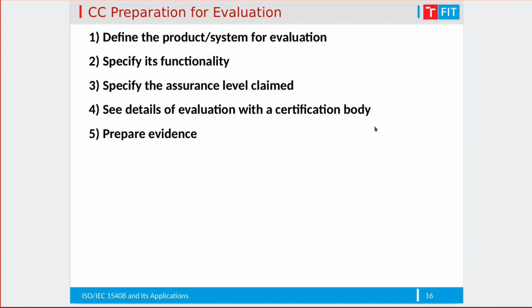For the evaluation of a particular system, it is necessary to make some preparation. During the preparation, the product must be defined, and its functionality must be properly specified. Also, the assurance level must be specified, which should be achieved during this evaluation, and details of the evaluation should be reviewed and prepared with the certification body, which is performing the evaluation. And finally, the evidence of the functionality or security goals that are expected to be achieved should be prepared.